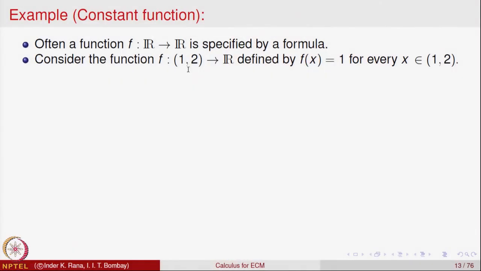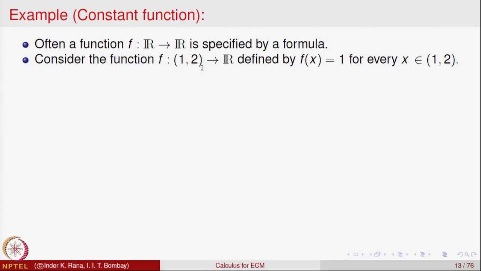So, this is the interval which is part of the real line, and the codomain is the real line. So, this is a function given by the formula f of x is equal to 1 for every x in the domain (1, 2). Let us try to draw a graph of this function. How would you draw the graph of this function? For every x, I should look at the ordered pair (x, f of x). f of x is equal to 1. That means I should look at all ordered pairs (x, 1), x belonging to (1, 2).